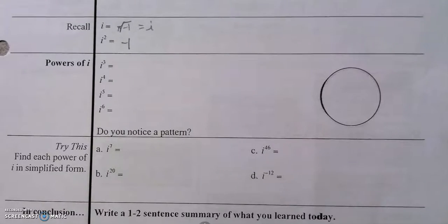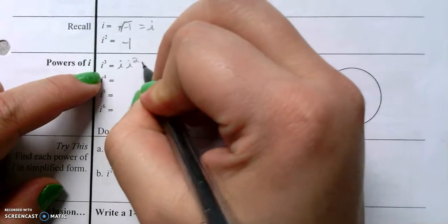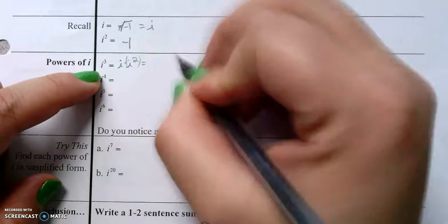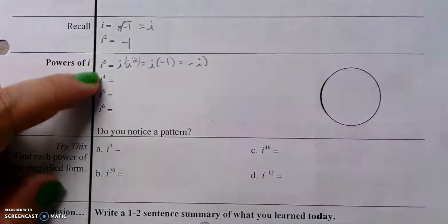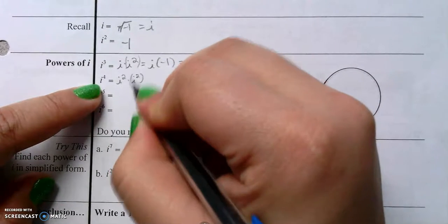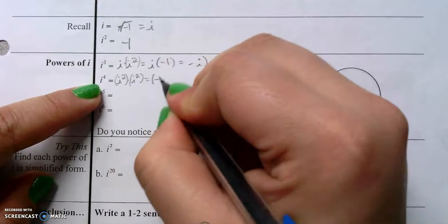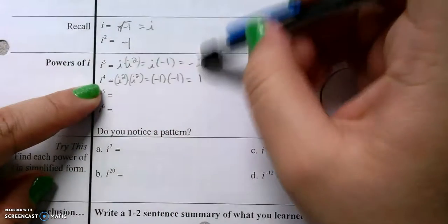All right, so where we left off in class, we said i cubed can be written as i times i squared, and i squared is negative 1, so that's i times negative 1, which is negative i. And then i to the fourth is i squared times i squared, which are both real numbers, so we can write it as negative 1 times negative 1, which is just positive 1.